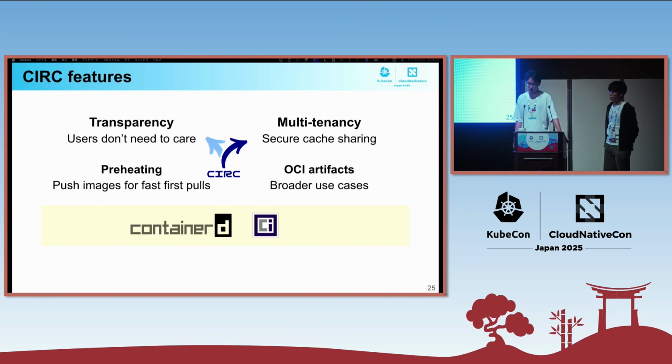Okay, I have introduced CIRC's 4 features: transparency, which means users benefit from CIRC without needing to be aware of it; multi-tenancy, that ensures secure cache sharing; preheating, that supports pushing images for fast pulls; and compatibility with OCI artifacts. All these features are built upon containerd capabilities and OCI, the protocols standardized by OCI. Without containerd and OCI efforts, CIRC and its outcome wouldn't be possible.